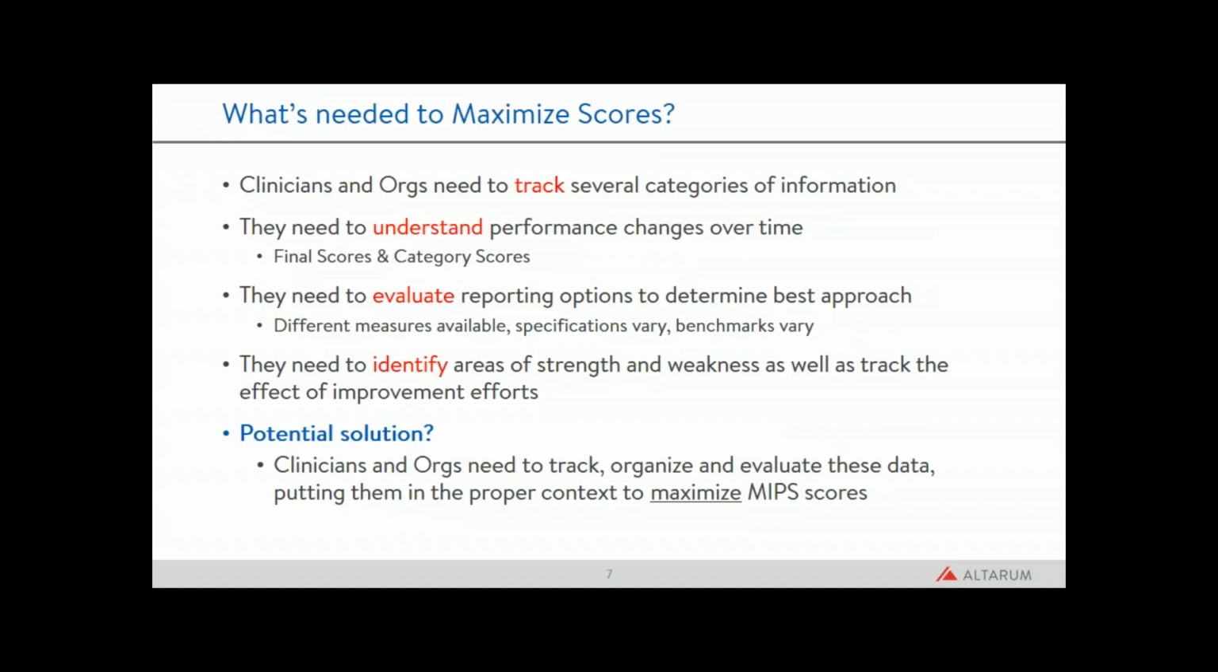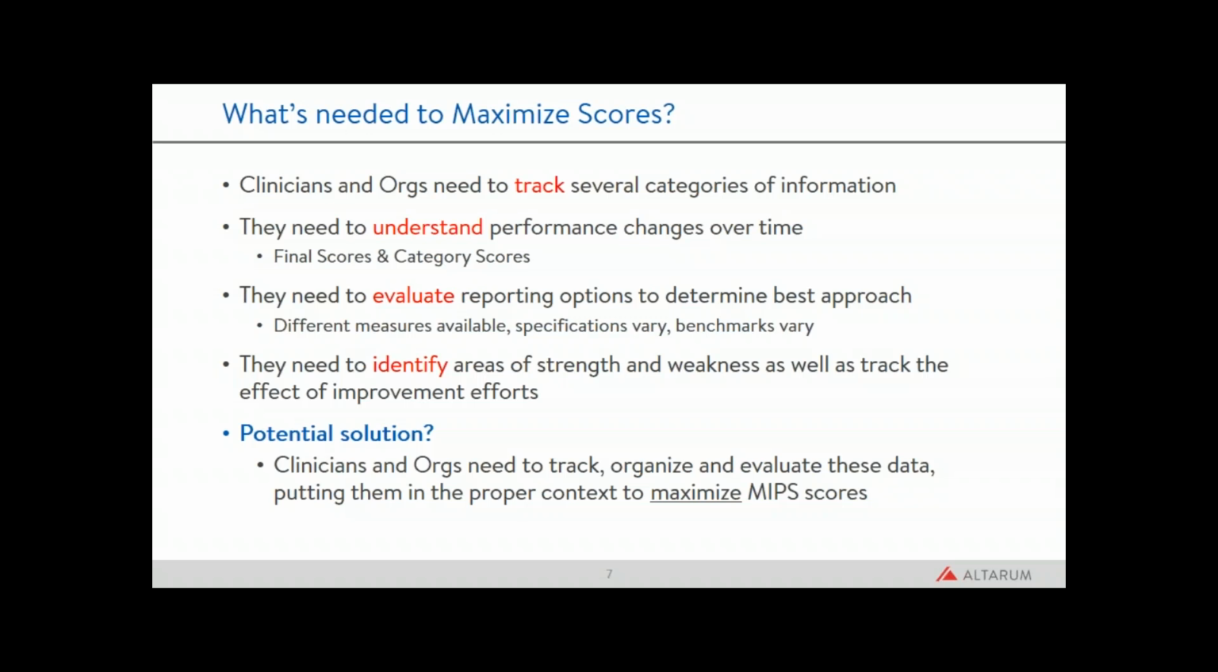So in this very complex program with all of these moving parts and all these variables that you really need to consider and fully understand to be able to maximize those scores, what's needed then is that these clinicians and organizations need to track these several categories of information. You need to understand the performance changes over time. There are things you can be doing to increase those scores, and you need to understand how those are affecting those final scores or individually those category scores.